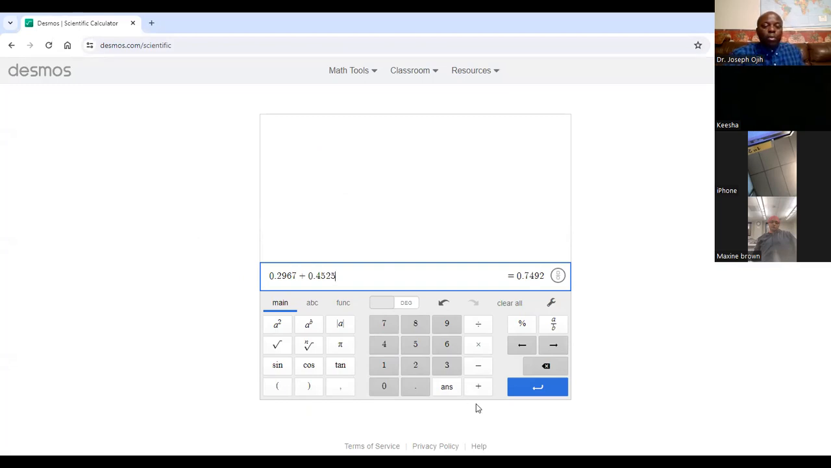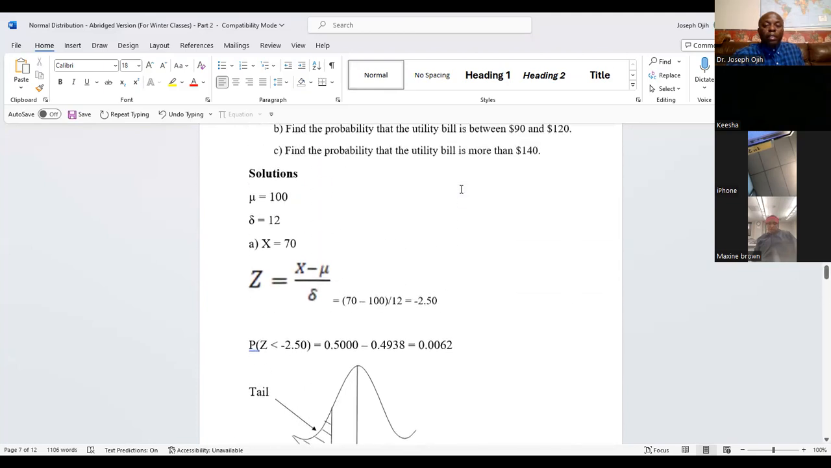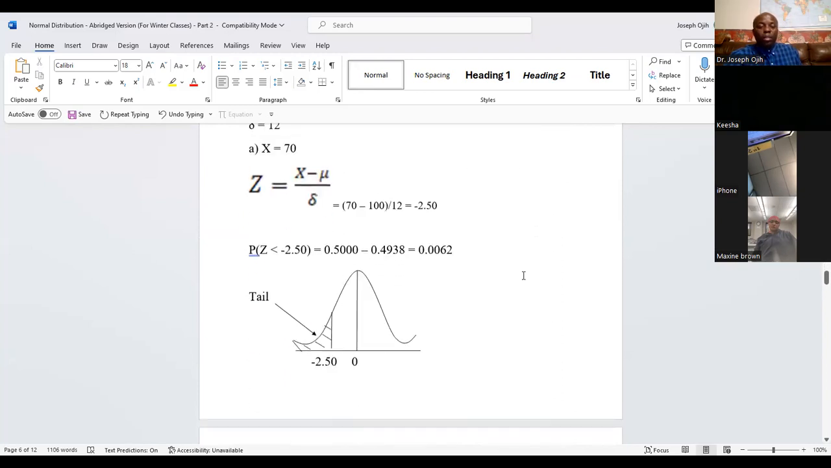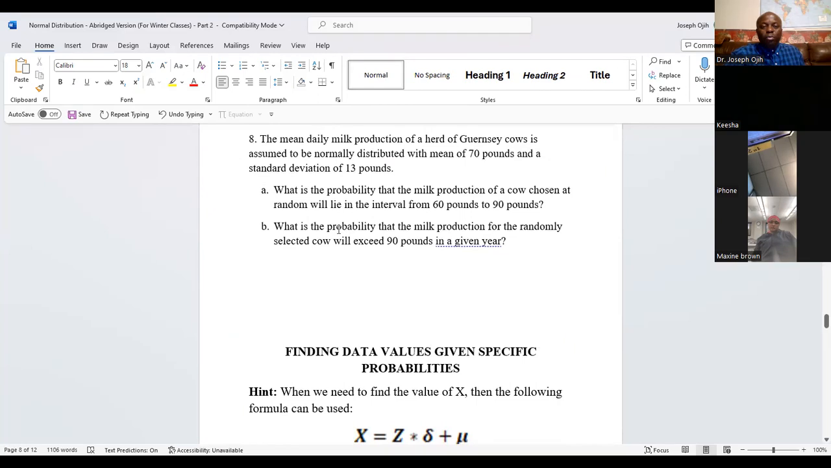Okay, I'll go to our workbook. 0.7492. So that's the probability that the utility bill will be between $90 and $120: 0.7492. Any question on this? Any question? Good, excellent. When you have the chance, just try this one as a practice.